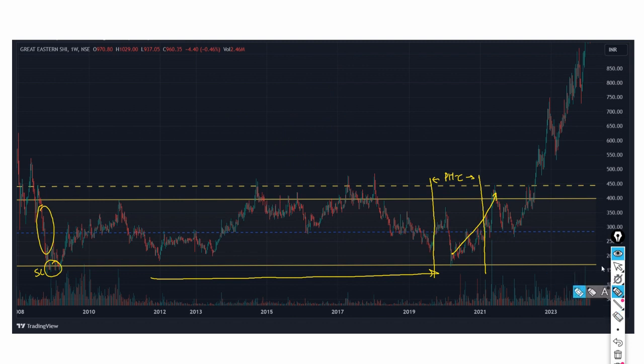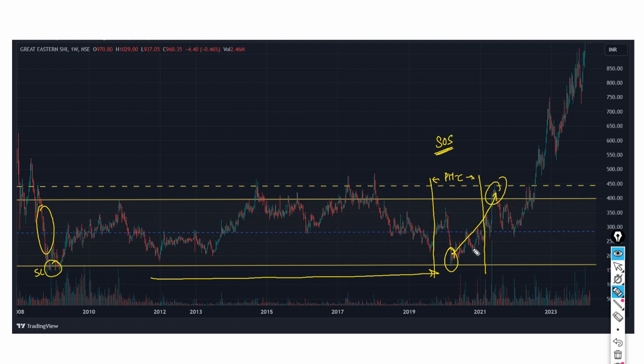Okay, so sign of strength behavior is a behavior that you see that initiates from the lower end of the trading range and reaches all the way to the higher end of the trading range. Okay, this is nothing but SOS or sign of strength.